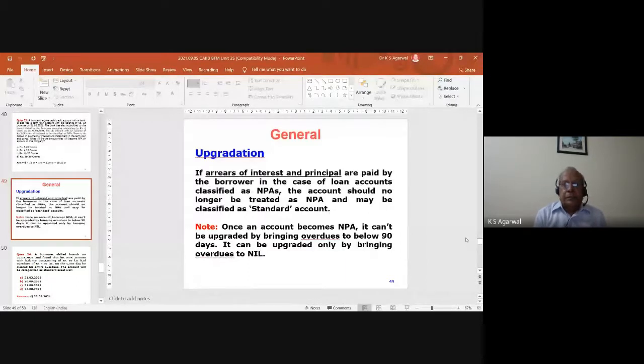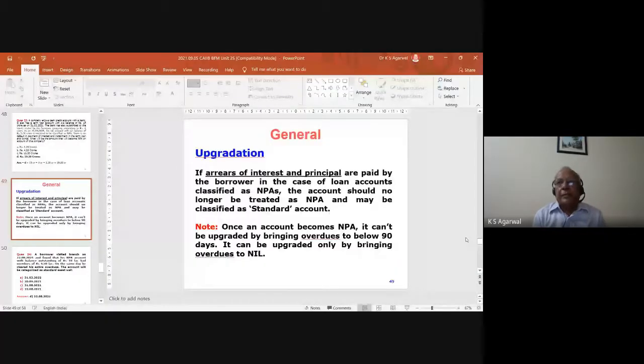The important thing is that when an account is standard, if I restrict my overdues to below 90 days, I can prevent its slippage to the NPA category. If 3 monthly installments are due and I recover 1, only 2 monthly installments are due. So this account will remain in the SMA category, but it will not become NPA. But once an account becomes NPA, we cannot upgrade it by recovering only 1 month's installment. Here I have to bring overdues to nil, not to below 90 days.